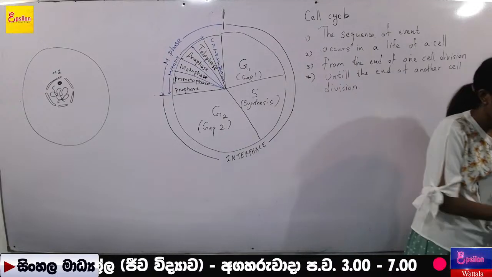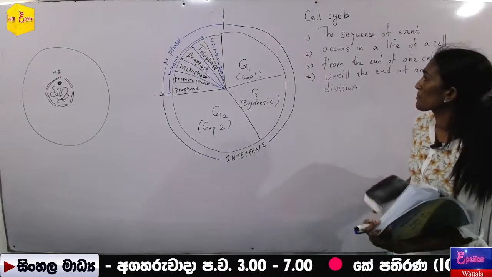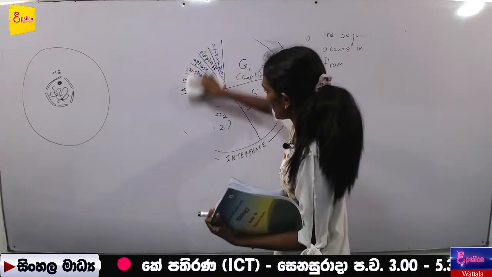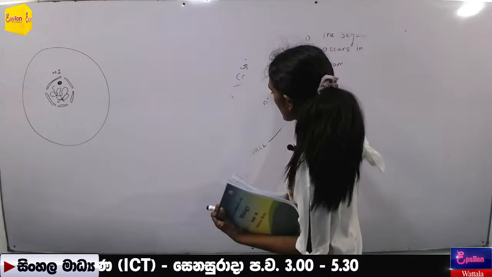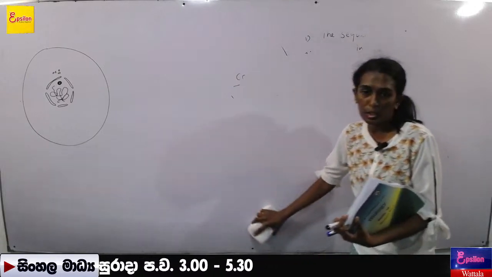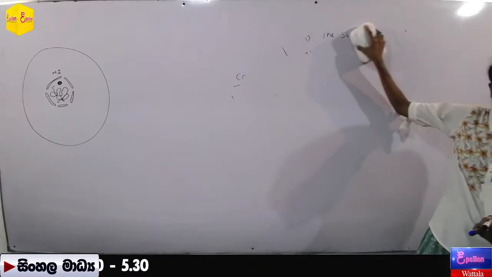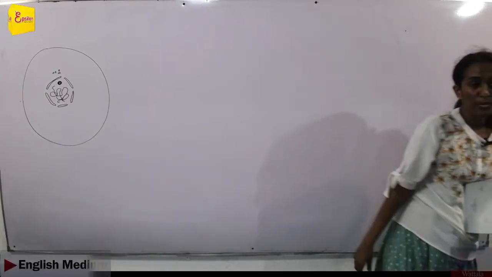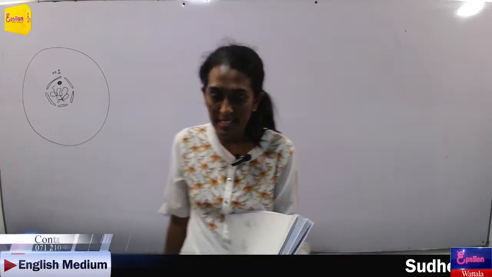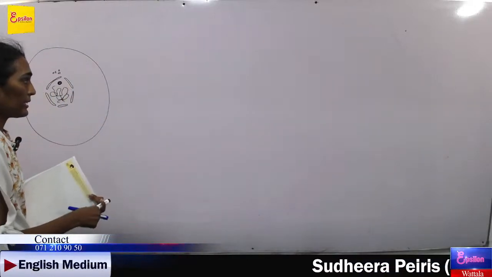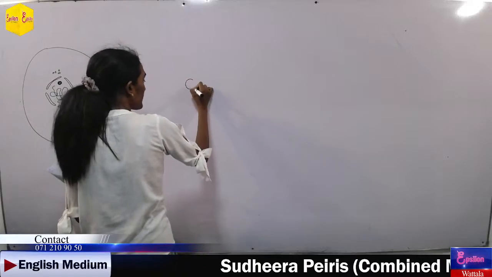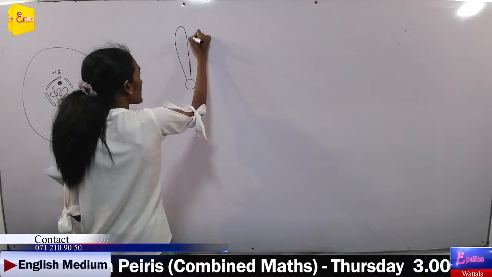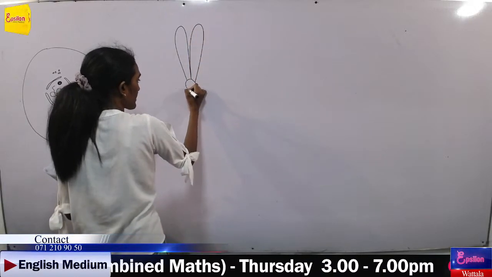So what's happening in the prophase, children? The network of chromatin condenses and forms what? Chromosomes. Chromosomes look like what? Chromosomes with two sister chromatids. Let's draw that. A chromosome has two sister chromatids.